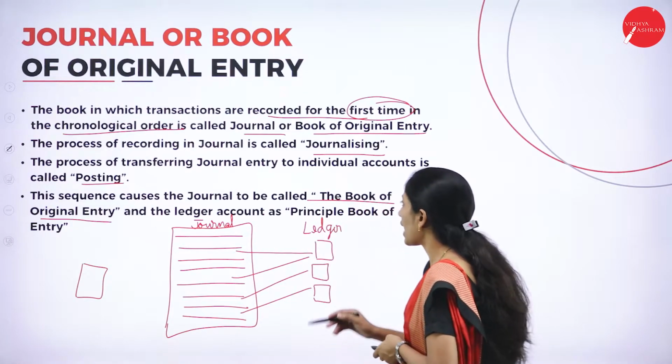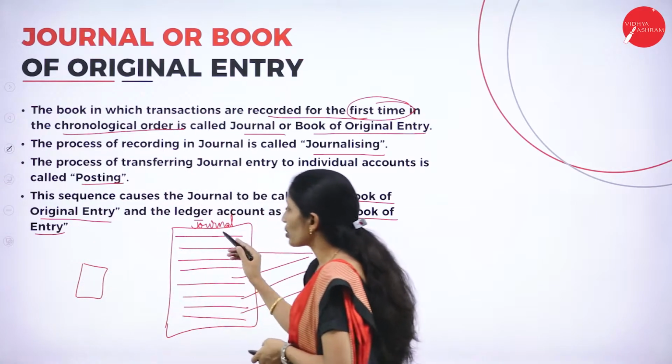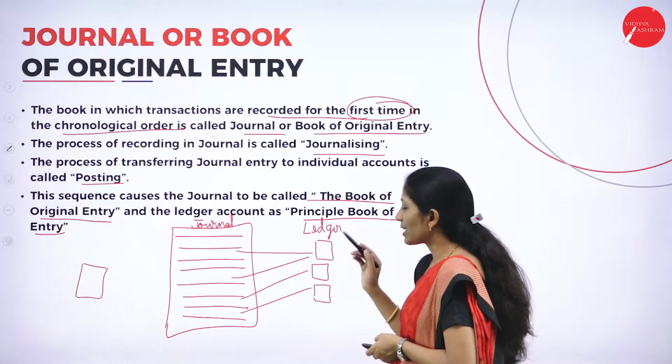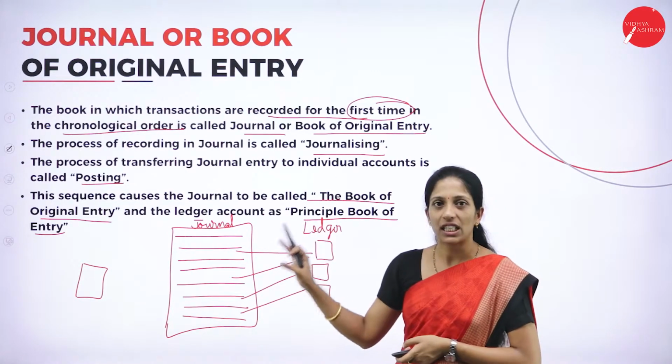And the ledger account is the principal book of entry. Now, journal is called as original book of entry, whereas ledger is called as principal book of entry. So, hope you are clear with this journal.